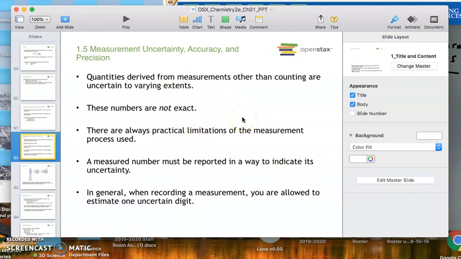But when you're taking measurements using a tool, some of the numbers are not going to be exact. So there are limitations with every tool you use. So when you're using a tool to measure something, that number must be reported in a way to indicate its uncertainty. In general, when we record a measurement in the lab, you have to add a degree, your estimate of uncertainty, in terms of a digit.